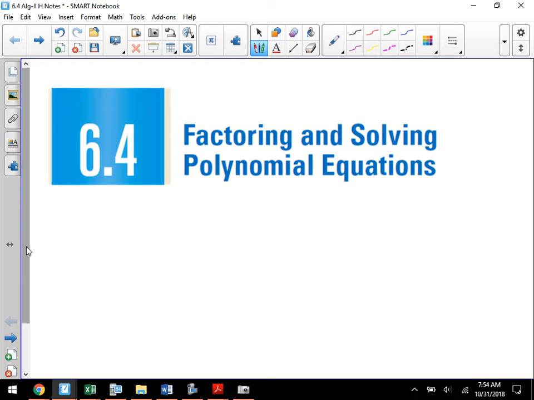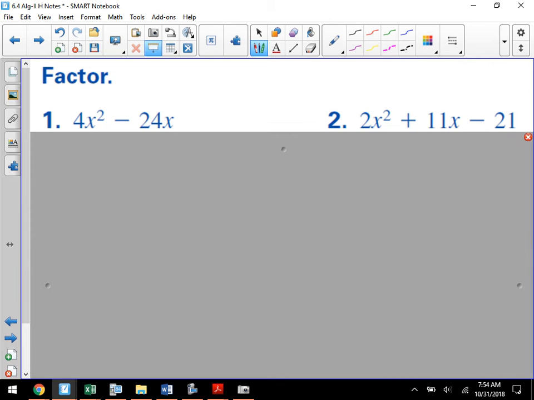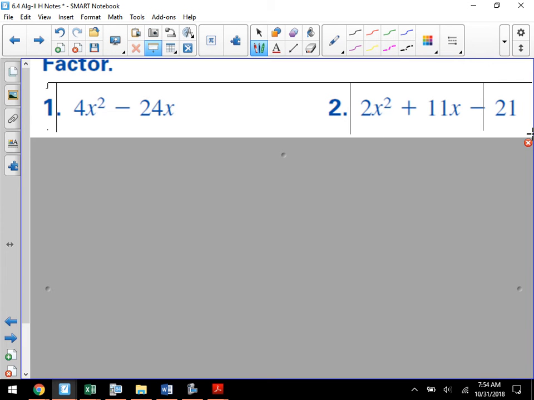So, factoring, you guys have all factored. You guys have factored before. You guys all know how to factor. You guys have done many different styles of factoring. For example, if I look at either of these two, these are very similar to things that we've done in the past.